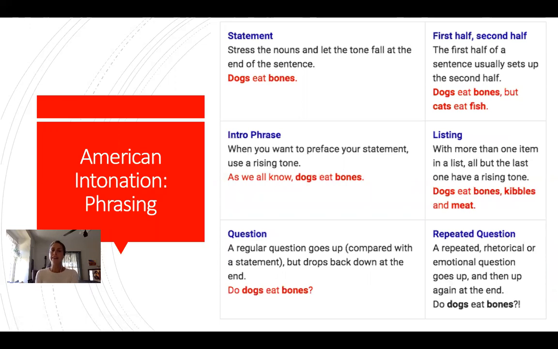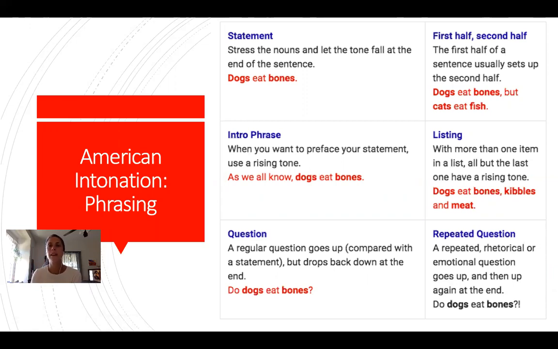Now here's a slide that can help with presentations or with your voice journals. So let's go through. For a statement, we let the tone fall at the end of a sentence. Dogs eat bones. We don't go up, right? It just kind of peters off at the end.